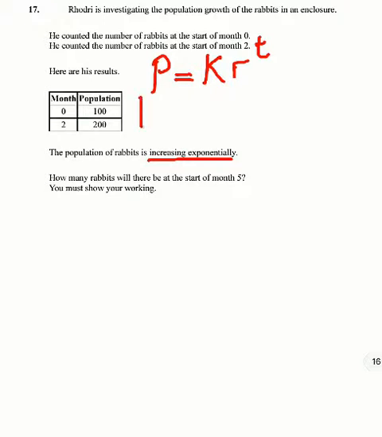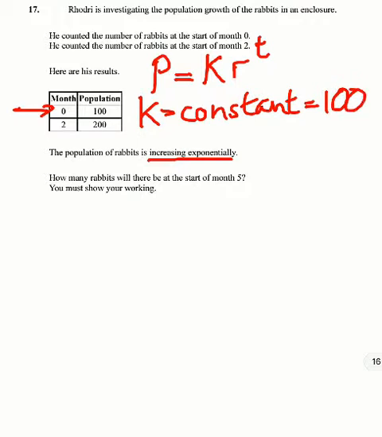Now K is a constant, and that's the starting population, and that's always the case with these types of exponential equations. So K is our constant, and the starting population, well, that's going to be 100. So actually we can replace K with 100 straight away. R is our rate of change. So this is the amount of increase in the rabbit population that we see each month. And we know it's going to be bigger than 1 because it's saying that the population is increasing. So it has to be bigger than 1 to make that population increase.